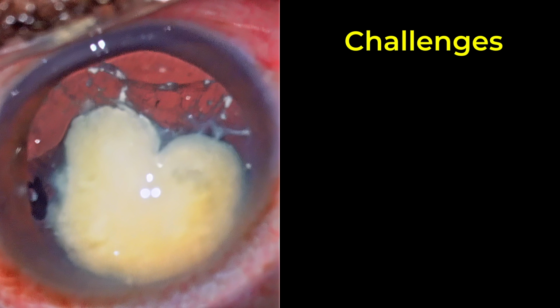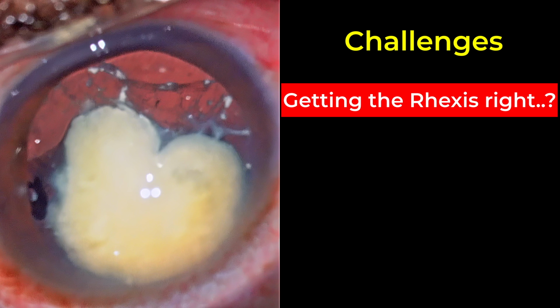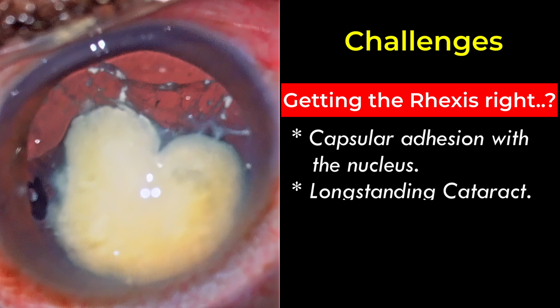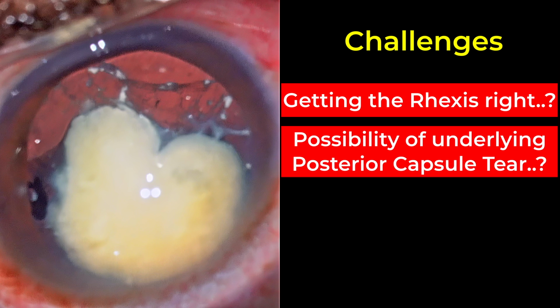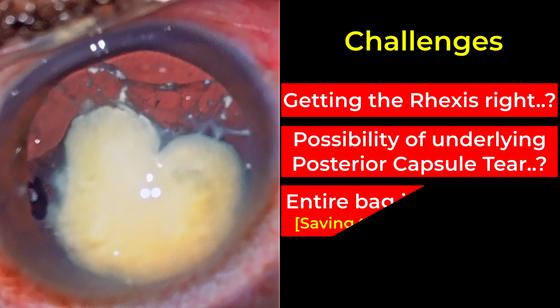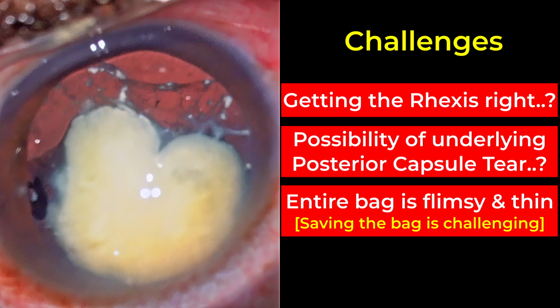Now, the challenges in this case are, first, to get the rhexis right, because the capsule seems to be adherent to the underlying cataract, and in these long-standing cataracts, tearing the capsule becomes extremely difficult, especially when you're clearly seeing a significant area of potential zonular weakness here. Second, there could be an underlying posterior capsular tear, which is not visible now. And third, the entire bag seems to be very flimsy and thin, so saving the bag itself is going to be a challenge.